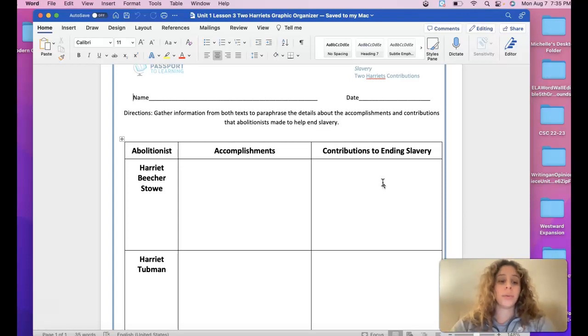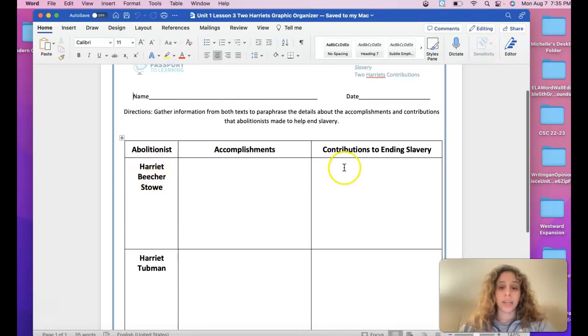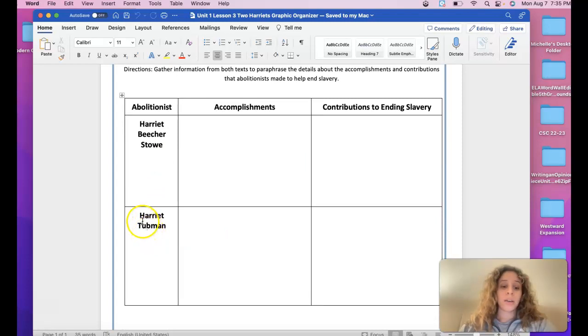We're going to pull details that we find in this graphic organizer and put that into the SPO, which will help us organize our writing. So the first thing you're going to do is list all the accomplishments about Harriet Beecher Stowe. Then you're going to list all the accomplishments about Harriet Tubman. Next, you're going to look at the contributions to ending slavery. You're going to list all of the things you find about Harriet Beecher Stowe in that section, and then all of the things you find about Harriet Tubman in that section.